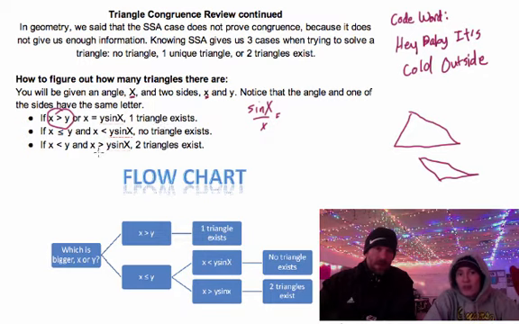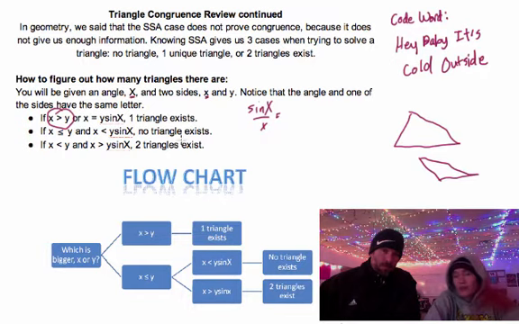You'll be able to tell that, believe it or not. Once you get going, you'll be able to tell, I can't get a triangle. And if x is bigger than y sine x, then that means two triangles exist, and we would solve and find out what both of those triangles are. And the flow chart says the same thing.